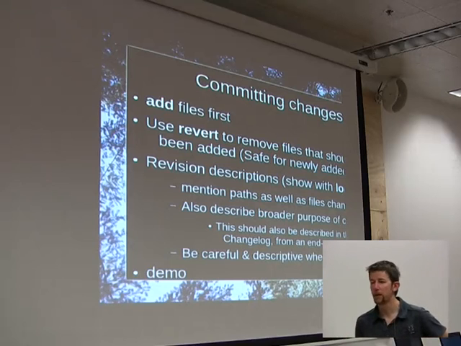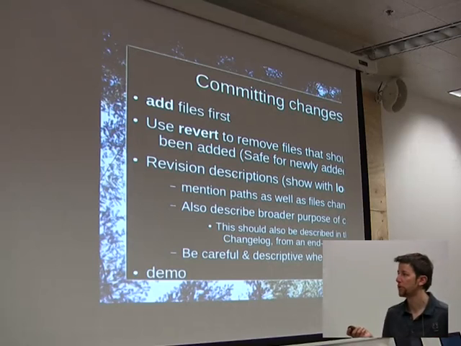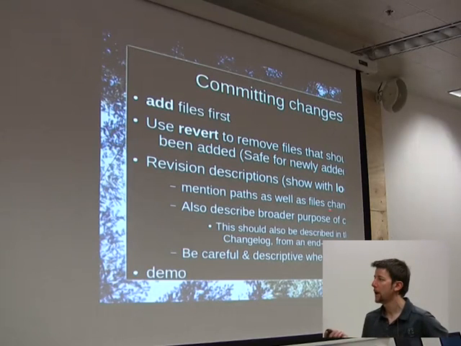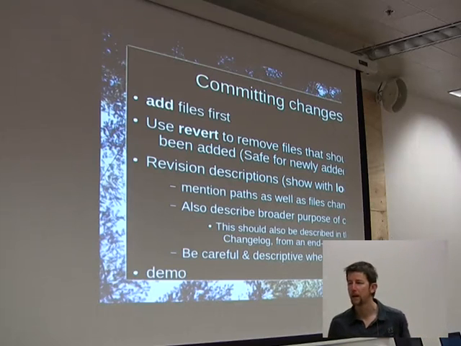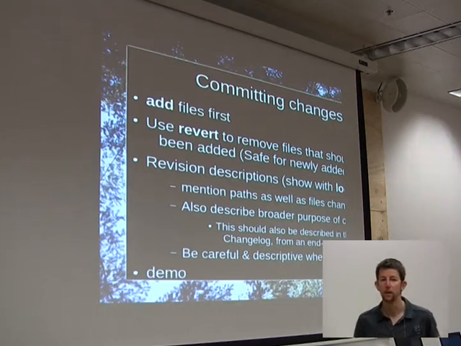will give you insight onto why changes were made, and why changes were made is just as important as which changes were made. And it's worthwhile mentioning the paths of those files as well, because somebody can do an svn log -v and see the files that were changed in a commit, even if you didn't mention them in the revision description. But why make them? Why not just mention it? And you should also describe the broader purpose of the commit, like which bug it fixed or what have you.